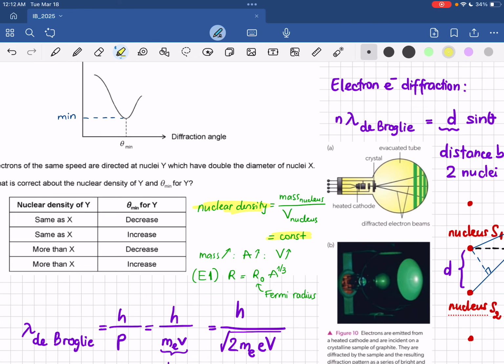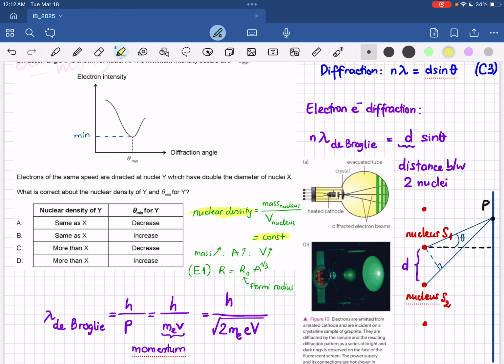Okay? So basically now we can see that there's no way to go with option C or D. Just A or B, because the nuclear density is always the same. So that would be equal between X and Y.